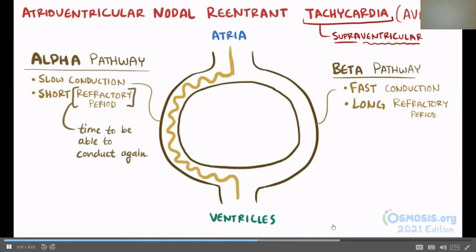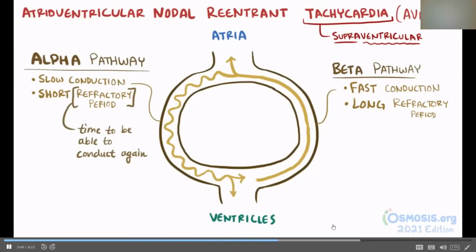So now as that signal exits the alpha pathway to the ventricles and enters the refractory period, it also travels up the beta pathway, and by the time it reaches the alpha pathway again, that pathway's out of refractory. So now you have this reentrant loop set up that just keeps going and going, and every time around it causes both an atrial and a ventricular contraction, which again, just like AVRT, leads to high ventricular rates.